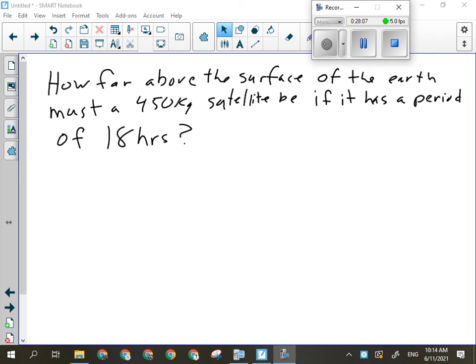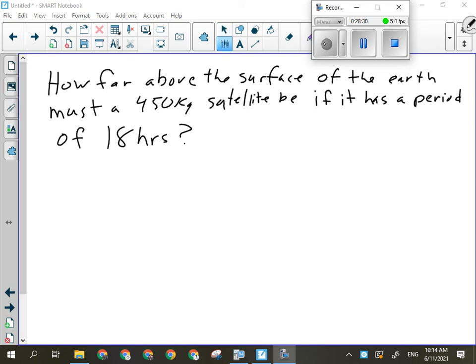All right, so every possible trick is in this one. First off, I see the keywords "above the surface," so I know that when I'm solving for R, I'm going to have to subtract the radius of the Earth in order to get the actual height above the surface. It also doesn't give me the speed. If it gives me period and asks me for radius, I have to substitute. There isn't any other way.